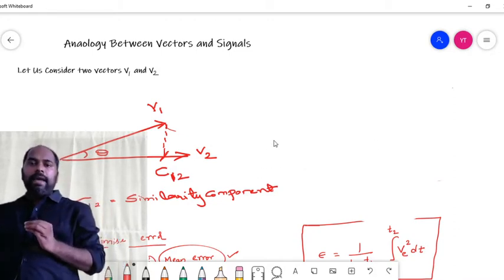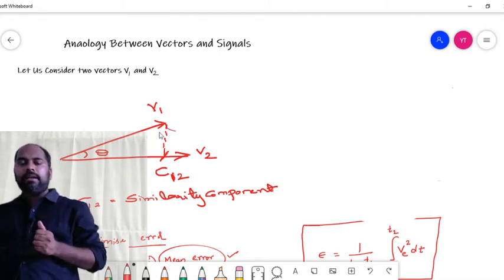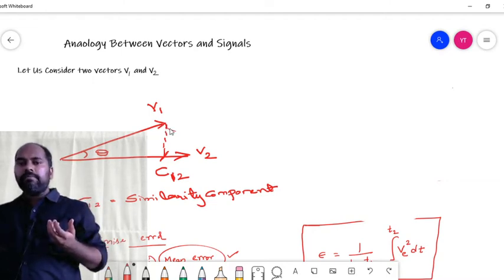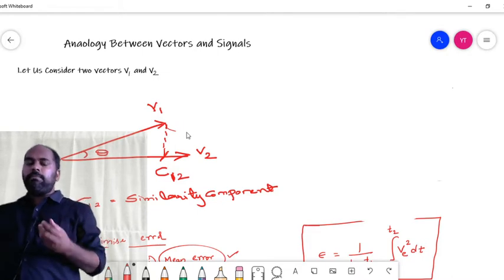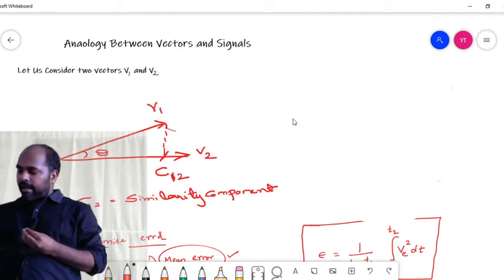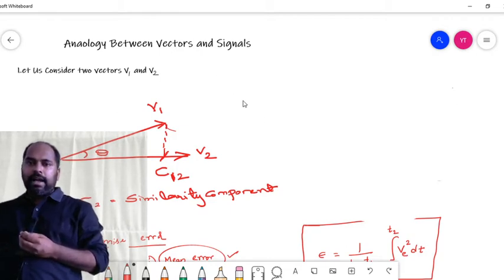Like this, you may have a doubt: Sir, why should I draw only a perpendicular line? Why not make a certain angle? Yes, it is also possible. We have different alternate ways. Before going to those alternate ways, first I am going to equate these two: V1 is approximately equal to C12 V2.